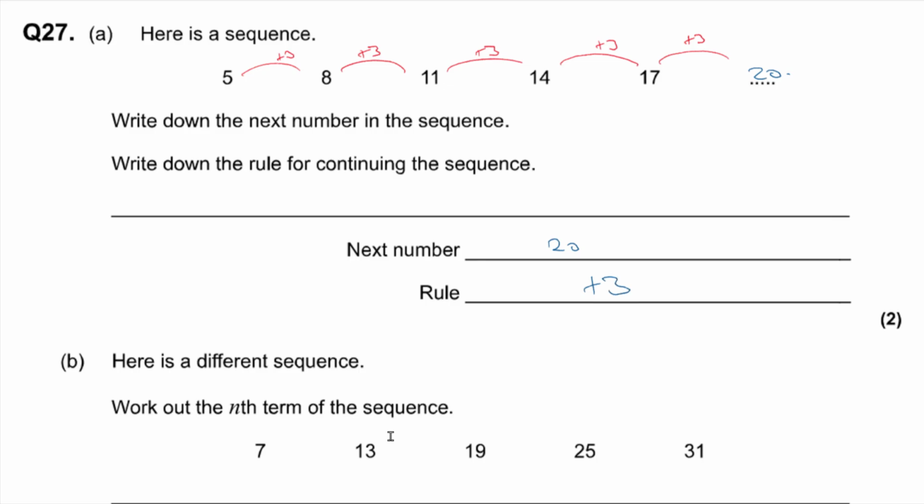Okay? Here is a different sequence. Work out the nth term of the sequence: 7, 13, 19, 25, 31.